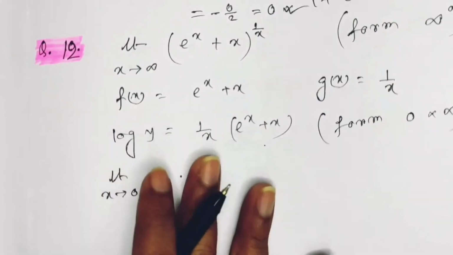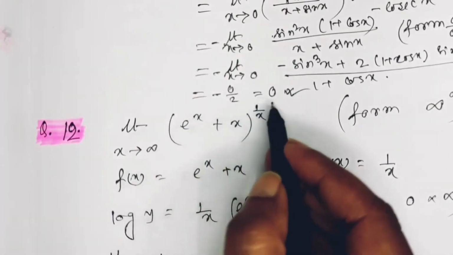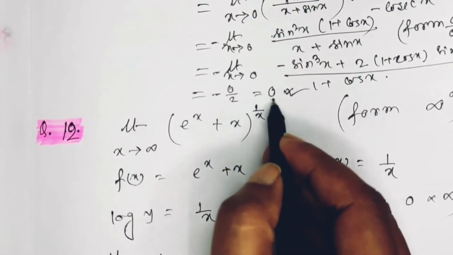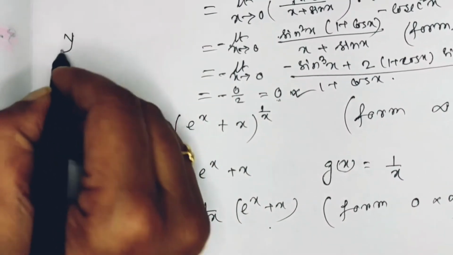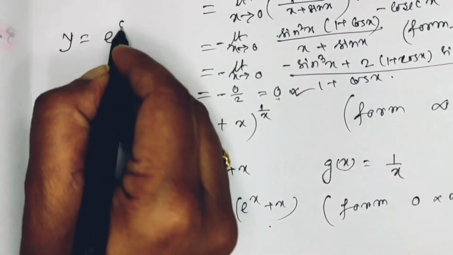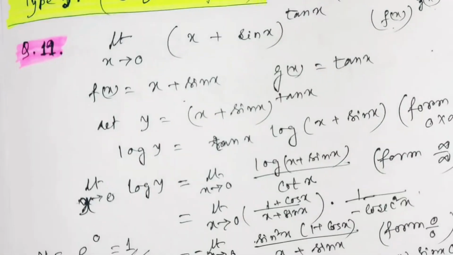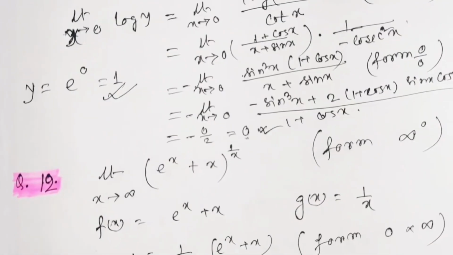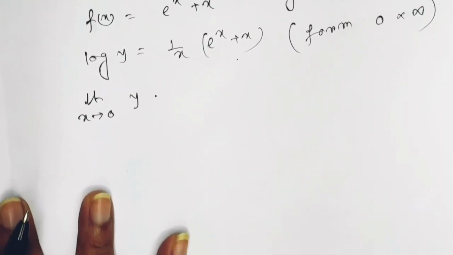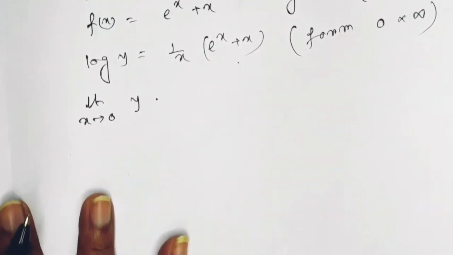One more thing, just let me tell you that in the previous question this is the value of log y. If we want the value of y only, then it has to be e to the power 0, so that is 1. So the limiting value for this given one is 1, not 0. Okay, 0 is for the log of y. Now similarly, because I told you that we should take the log and after that we take the anti-log also.